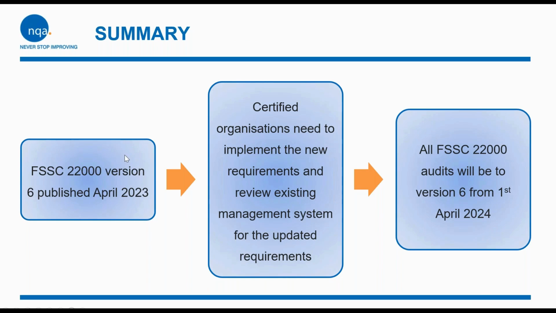So as a summary, the FSSC 22000 version 6 was published in April 2023. It is available to download for free from the FSSC website, www.fssc.com. Certified organisations need to implement the new requirements and review their existing management system for the updated requirements. And all FSSC 22000 audits will be to version 6 from the 1st of April 2024.